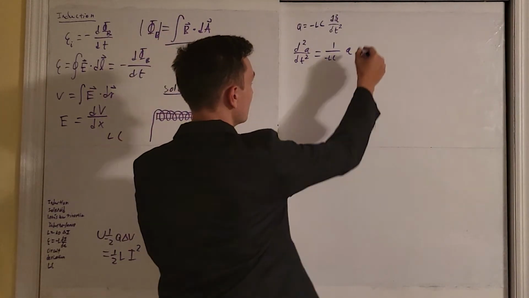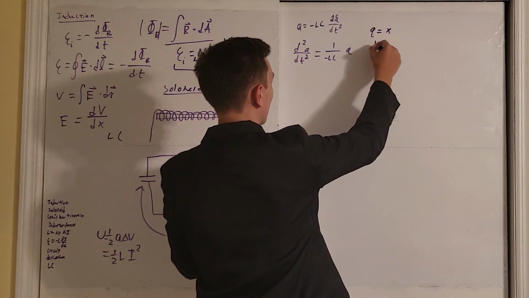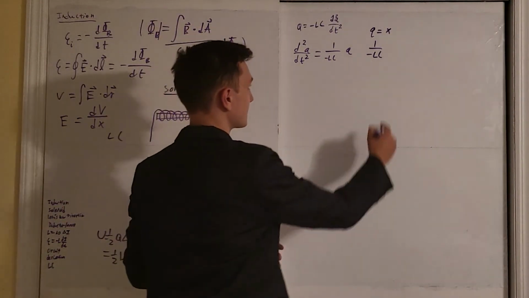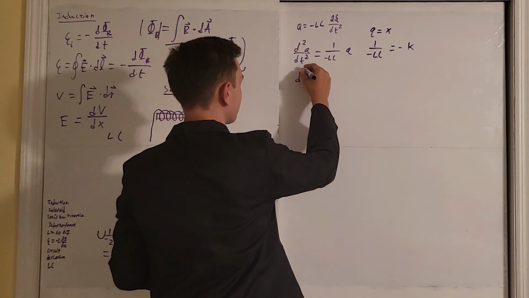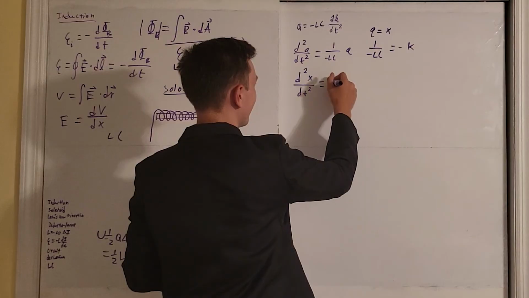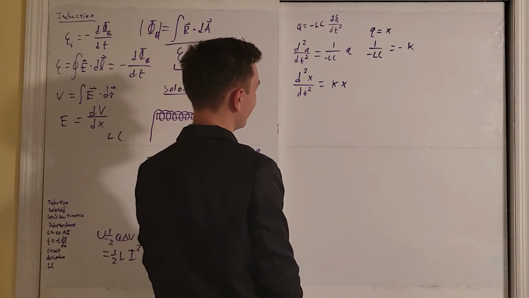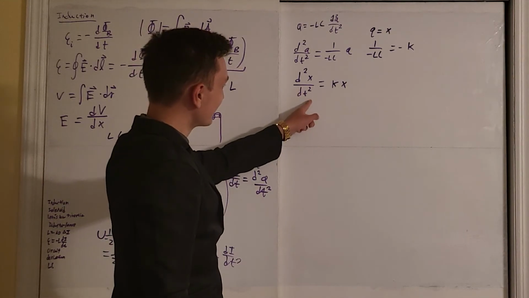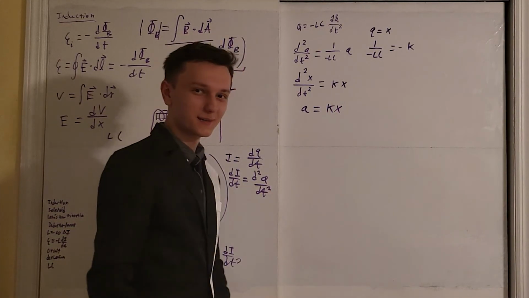Let's say instead of Q, I use the letter X. And let's say that 1 over negative LC, the inductance and the capacitance of our circuit are going to remain constant, so this is just going to be some constant. Let's call it negative K. So I get d squared X dt squared equals negative kx. You guys seeing what I'm seeing? I'm seeing the differential equation that describes simple harmonic motion with a spring.